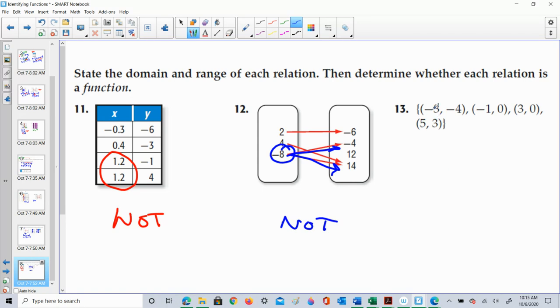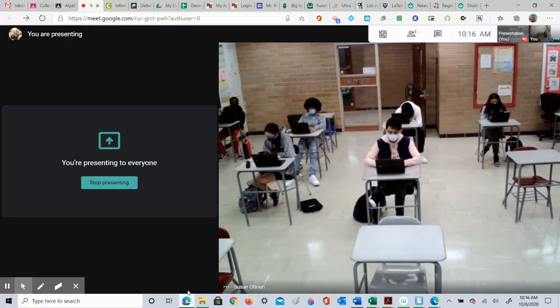And if we look at this one, we got -3, -1, 3, and 5. None of the domain repeats. Therefore, yes, this is a function. I think that was the last one. I'm pretty sure it was. Hold on 1 second. And let me go here.